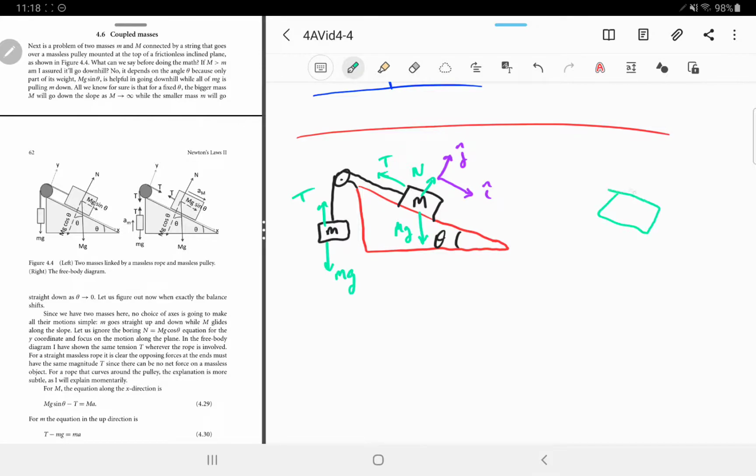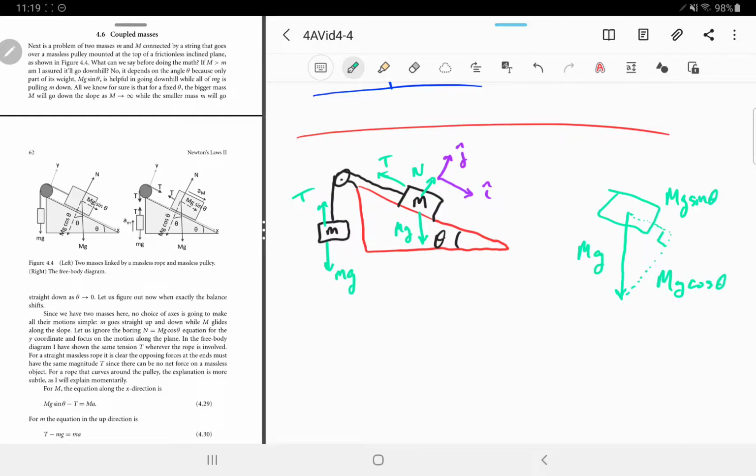And for capital M, as we did in the video about blocks on ramps, it's nice to decompose gravity into the component along the ramp and the component perpendicular to the ramp. So if this is capital Mg, the piece along the ramp is capital Mg sine theta, and this piece is capital Mg cosine theta. If that's not clear, you're going to want to pause the video and make sure that makes sense, and maybe review the video on blocks on ramps.